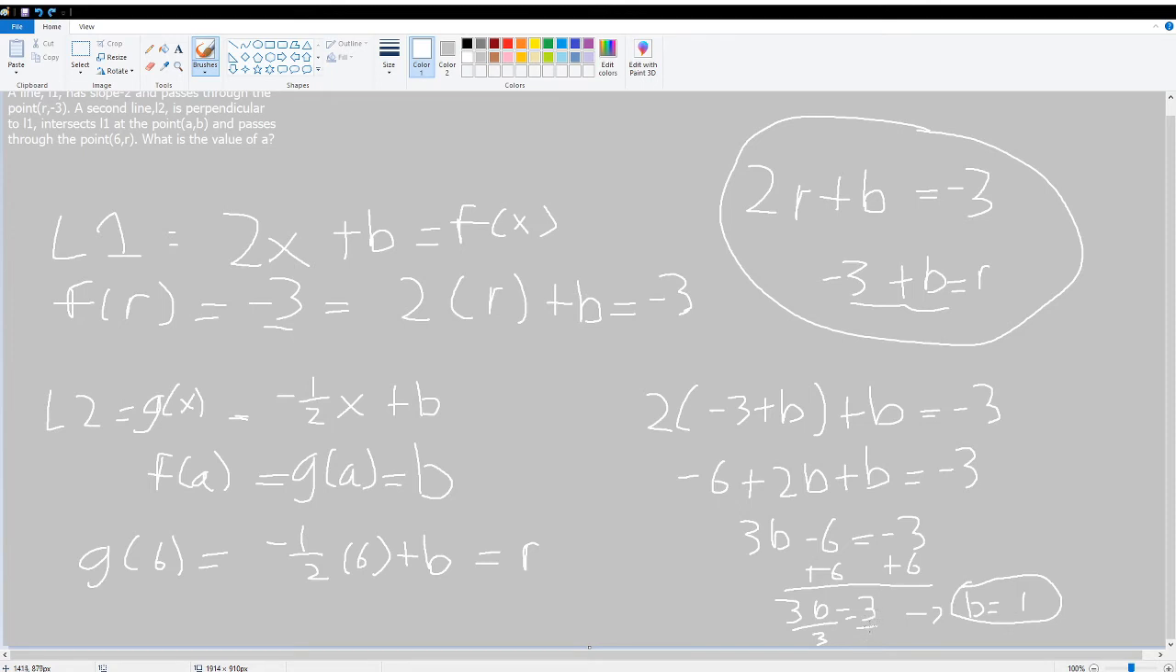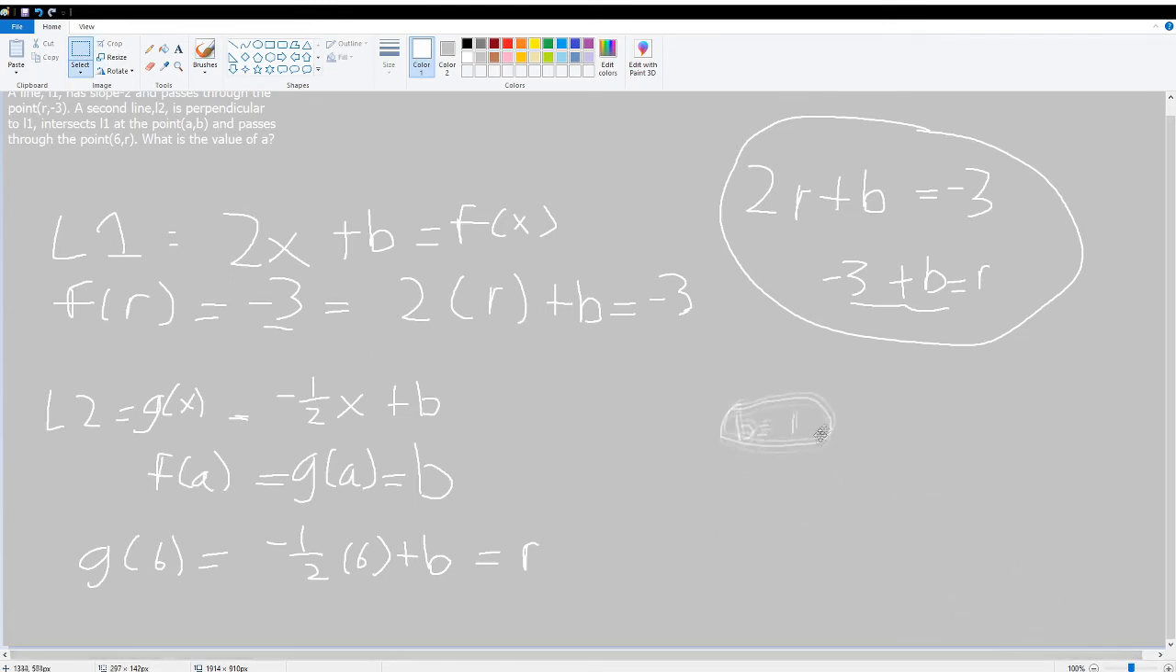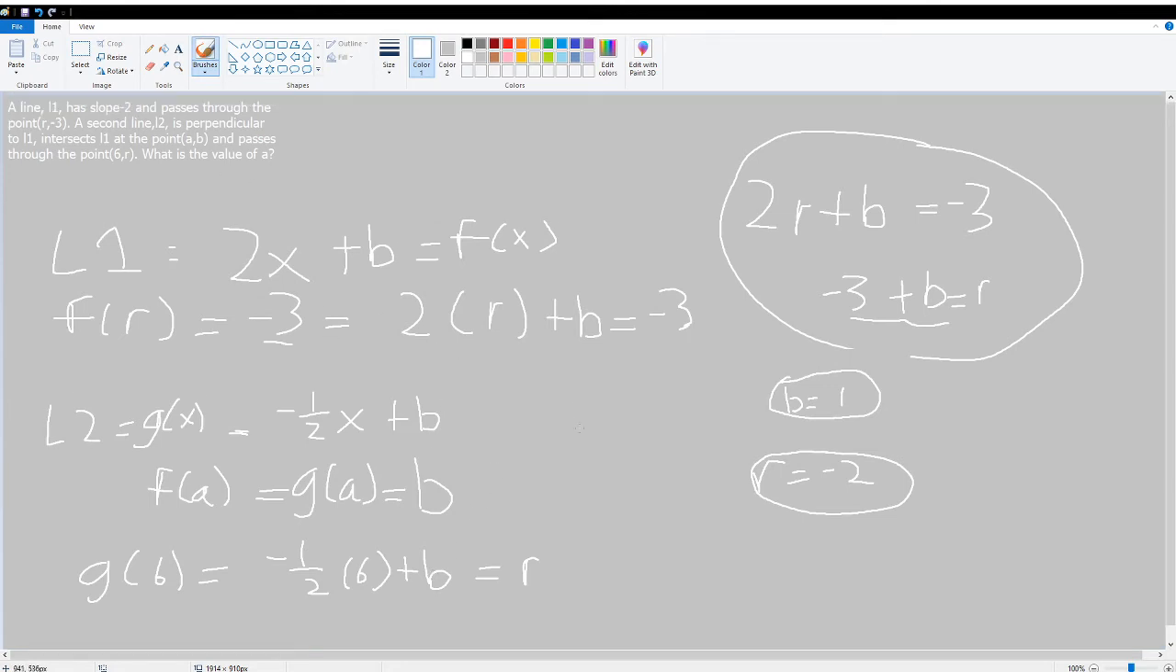Alright, so let me write this 3 a little bit better. So if b is equal to 1, that means r is equal to -3 plus 1, which means r is equal to -2. So now I have two pieces of information. So it asks me, what is the value of a? So here we have f of x.